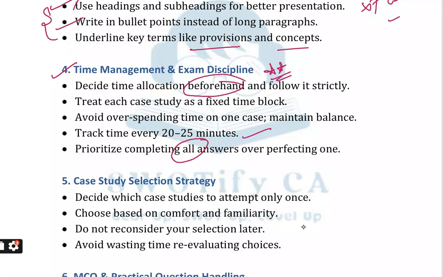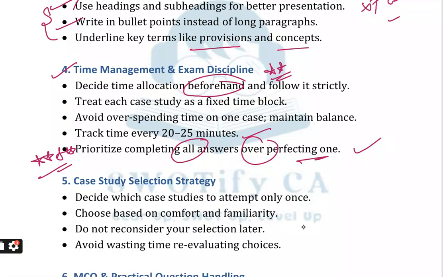Prioritize completing all the answers over perfecting one. Very, very important, right? So you all know this, but what you do in your exam is you are focusing on your perfection, okay. Don't go for perfection in the IBS paper. I just want you to try to write all the questions, all the case studies, okay. Some way or the other, try to solve all the questions properly, okay. Properly in the sense, not perfectly, but at least to some extent possible, try to write all the questions. Don't leave any question.